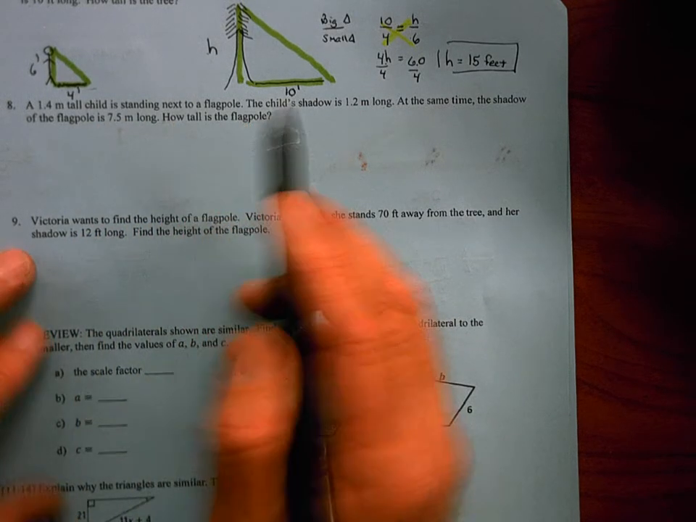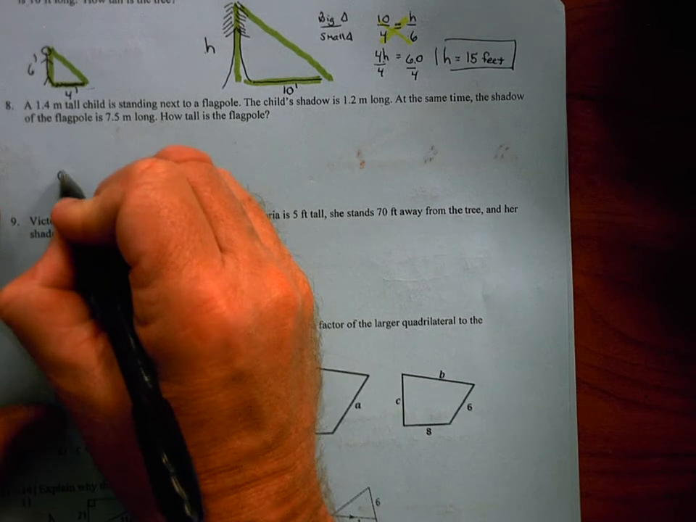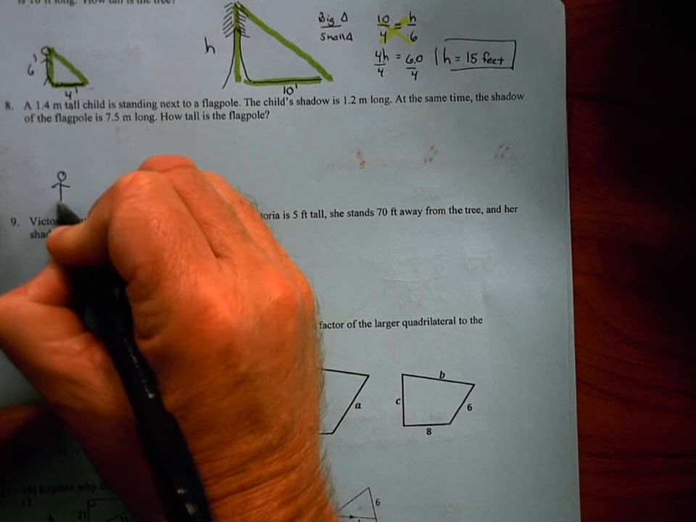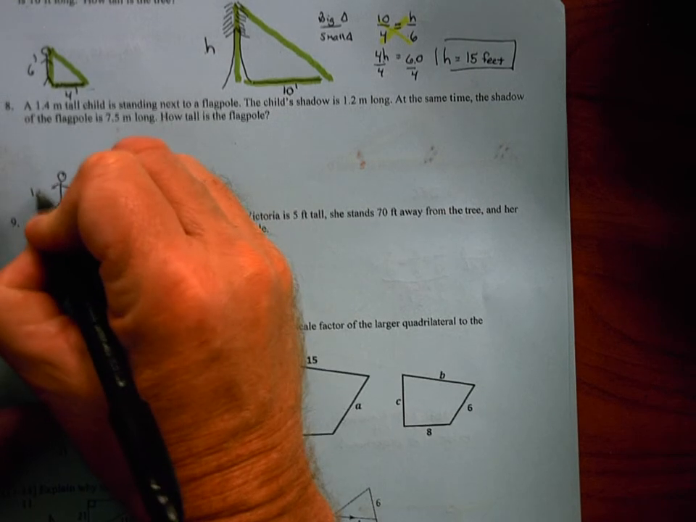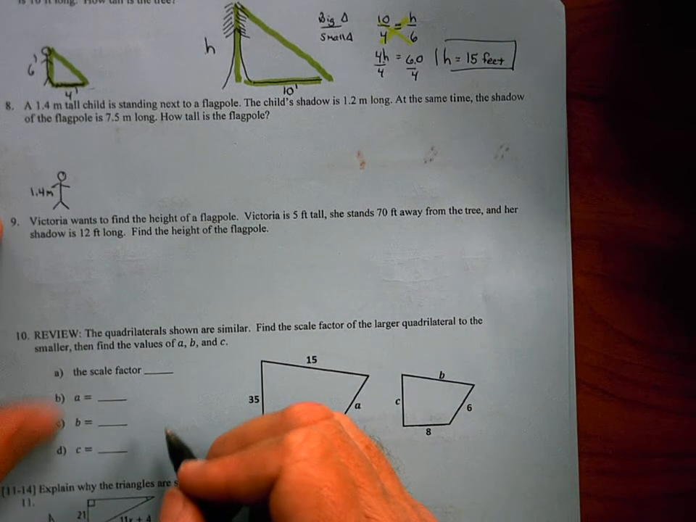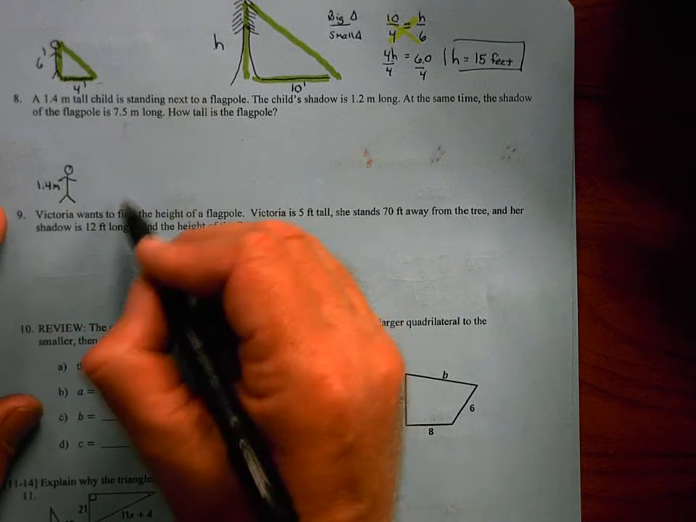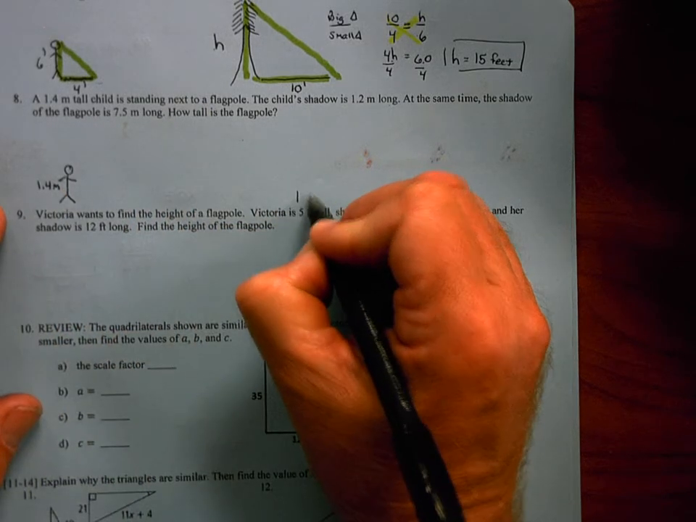Okay, so let's draw a picture of this. We have a child who is 1.4 meters tall. M stands for meters, not miles. That'd be crazy if he was miles tall. He's standing next to a flagpole. So here's my flagpole.